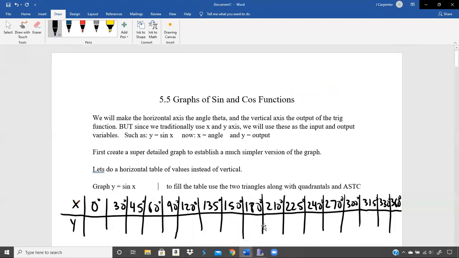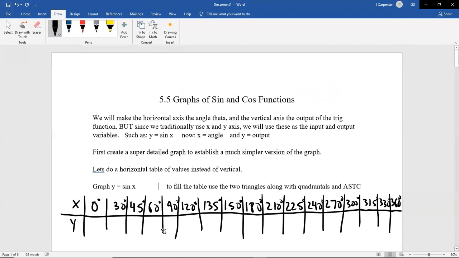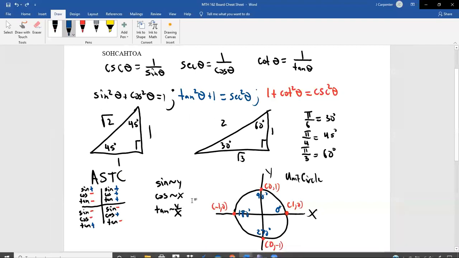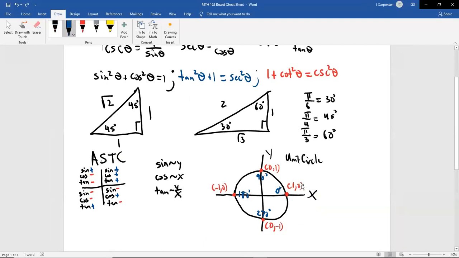All right. So for 0 degrees, that's a quadrantal. So we're talking about sine. Sine is always going to use the y coordinates when we're on the unit circle. So here's 0 degrees. This y value is 0, which means the sine of 0 degrees is 0.